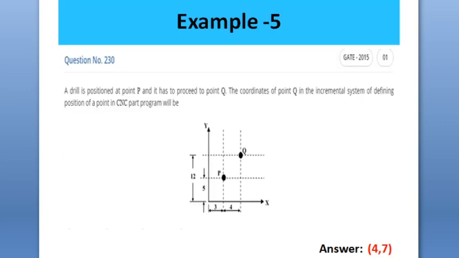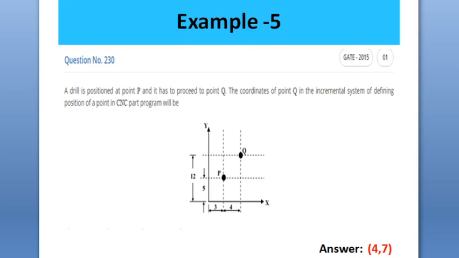Then example problem 5. This was asked in the 2015 GATE exam. The marks for this question is 1 mark. It's a drilling operation. Can you read the question?